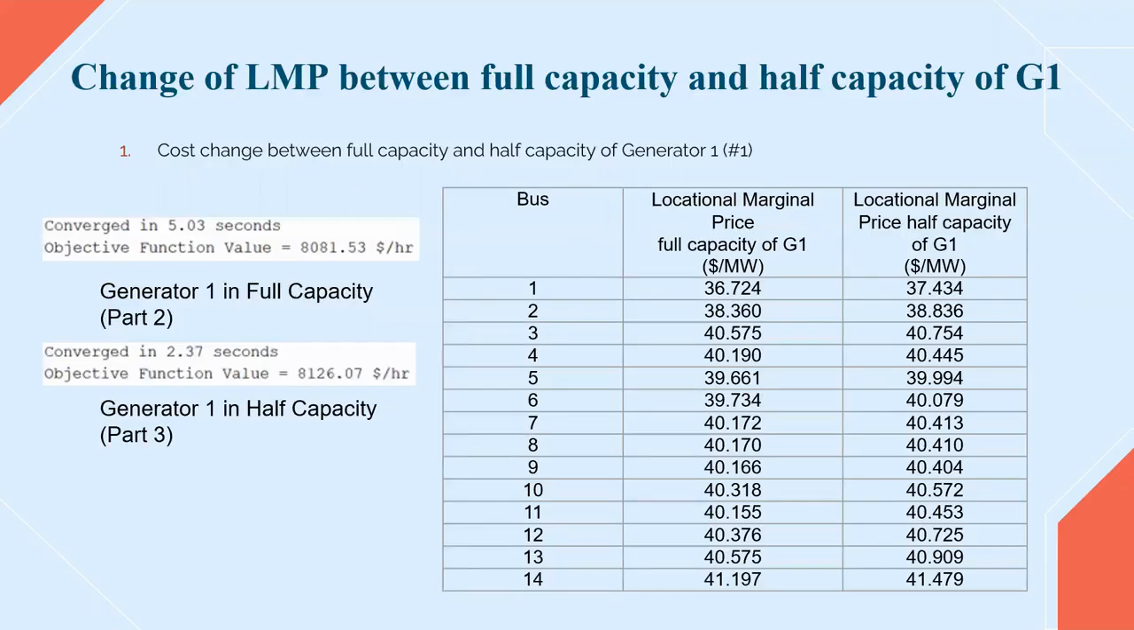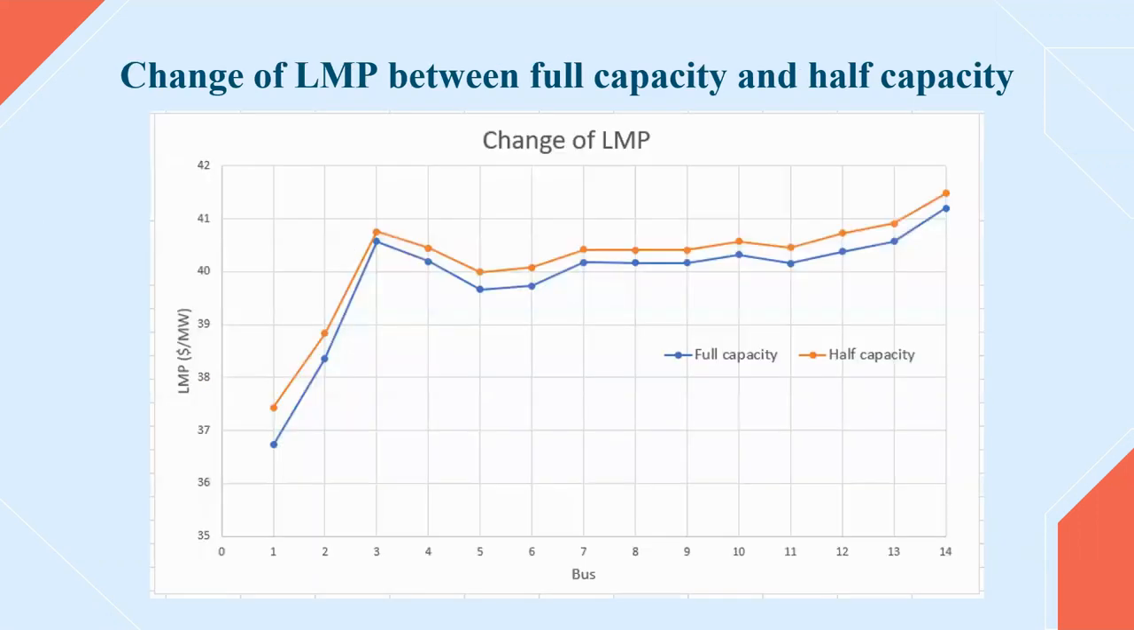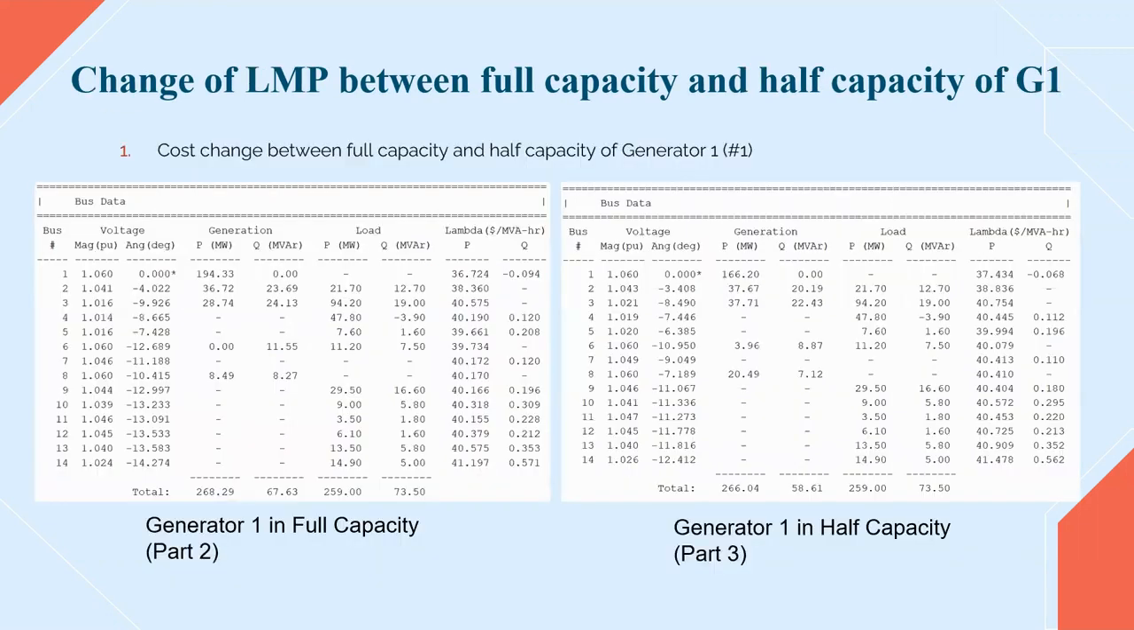From the table, it shows the LMP of G1 at full capacity and half capacity. Bus 1 has the lowest cost and bus 14 has the highest cost. Also, the total cost of G1 at full capacity is lower than the total cost of G1 at half capacity. This graph shows the LMP at different buses for these two scenarios.